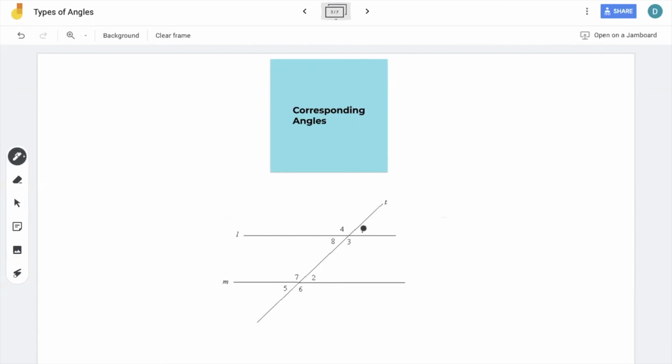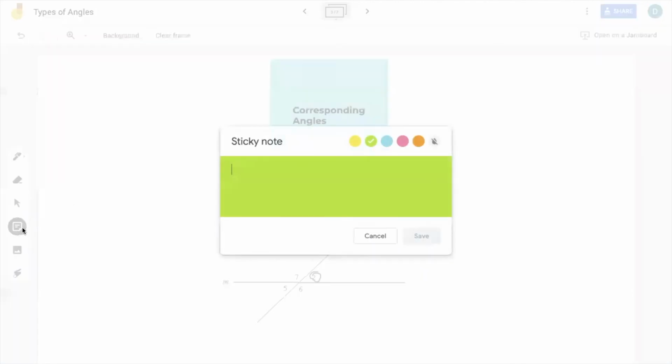All right, so angle 1 here, right? You can see where it is in respect to L and the transversal T. Well, what about M and the transversal T? You could say angle 2 matches up with angle 1, hence they correspond. And so it's the same measure, and they're in the same place on the line there. So we could say, oh yeah, 1 and 2.